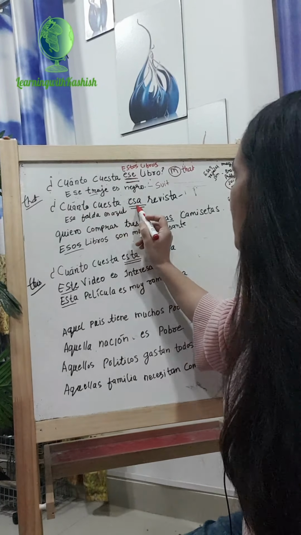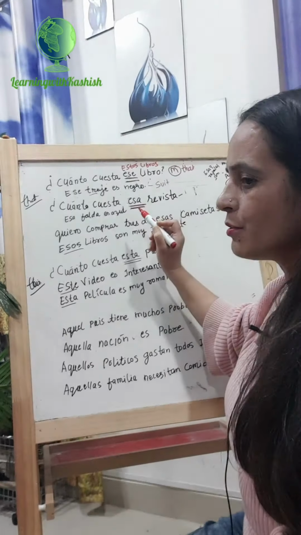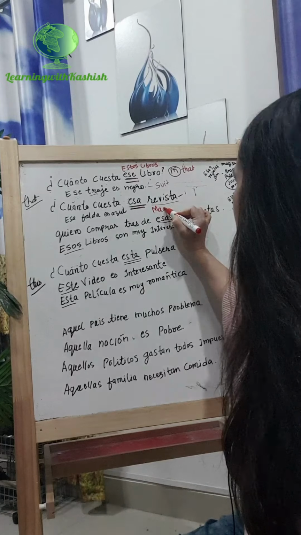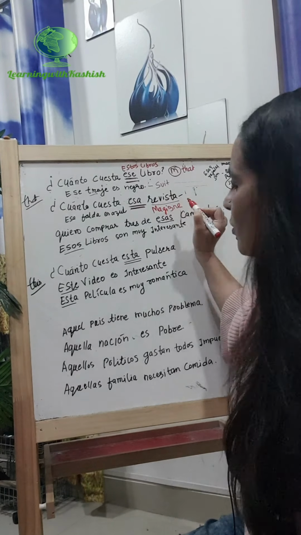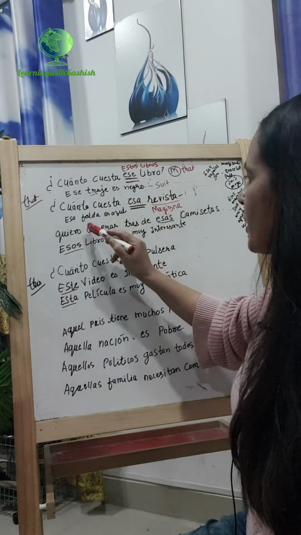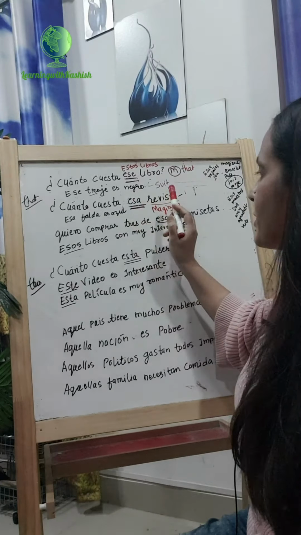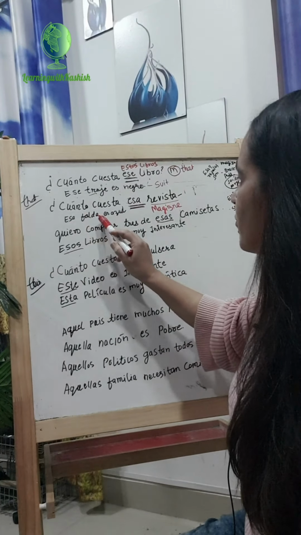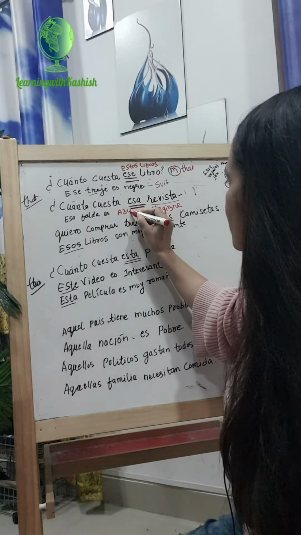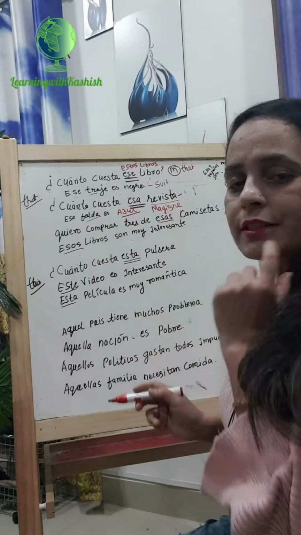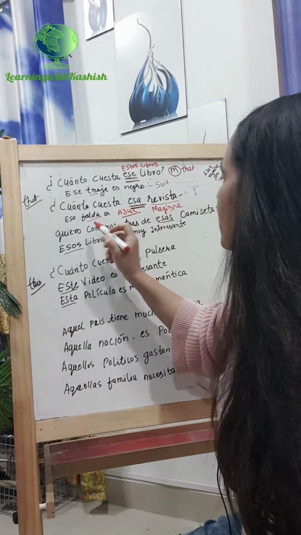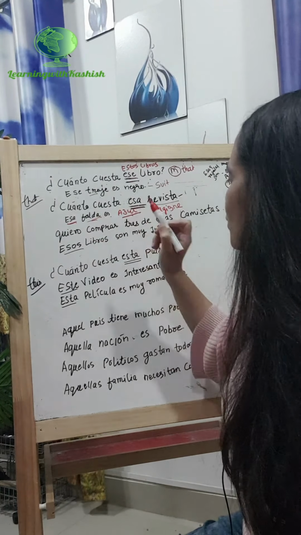Then cuánto cuesta esa revista. Esa is feminine, that. Revista is magazine. So cuánto cuesta esa revista, what is the cost of that magazine. Then esa falda es azul. Azul is blue. Falda is skirt, ladies wear skirt. Esa falda es azul, that skirt is blue.